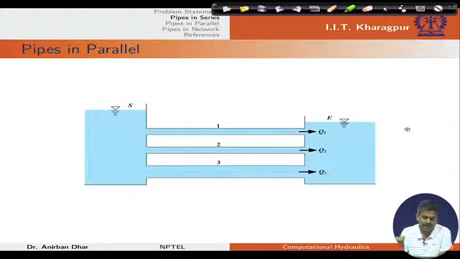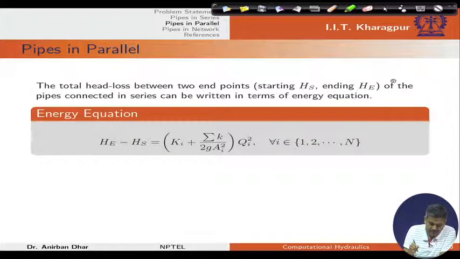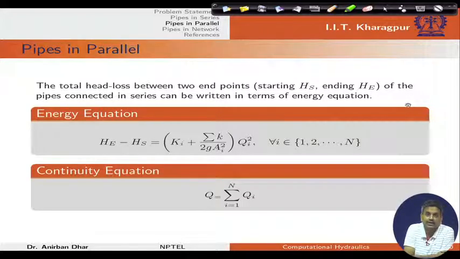Now, pipes in parallel. So, obviously in pipes in parallel we have different discharge values for different pipes, but the head loss should be same in this case. So, head loss between end and the starting points or starting sections, this is same for all the pipes, and for discharge we can directly utilize the continuity equation.